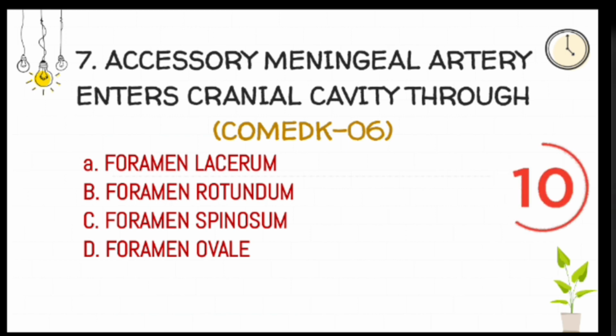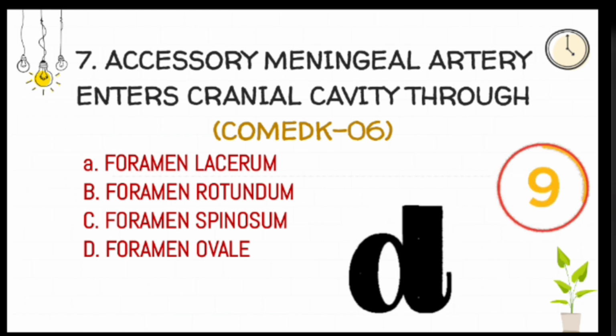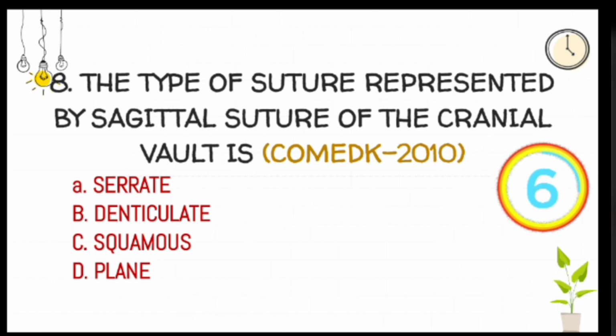but you should know the related topics will be repeated for sure. Answer is D. The type of suture represented by sagittal suture of the cranial vault is... Answer is A, serrate.